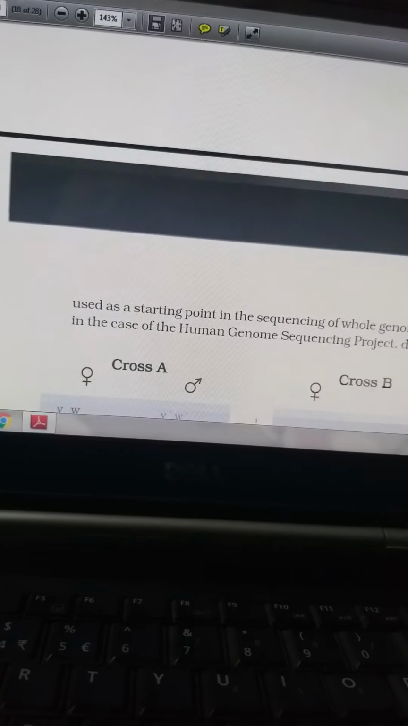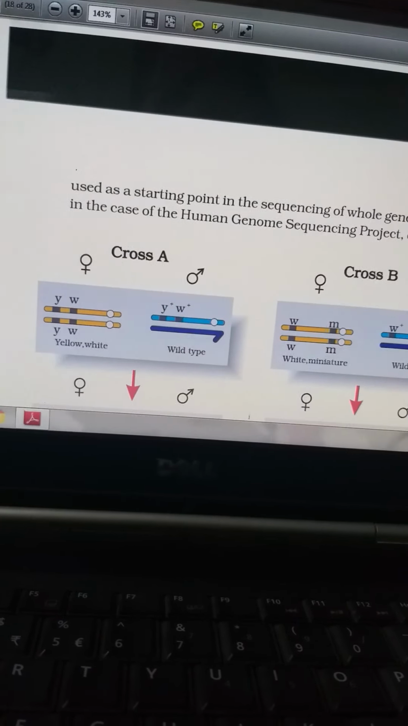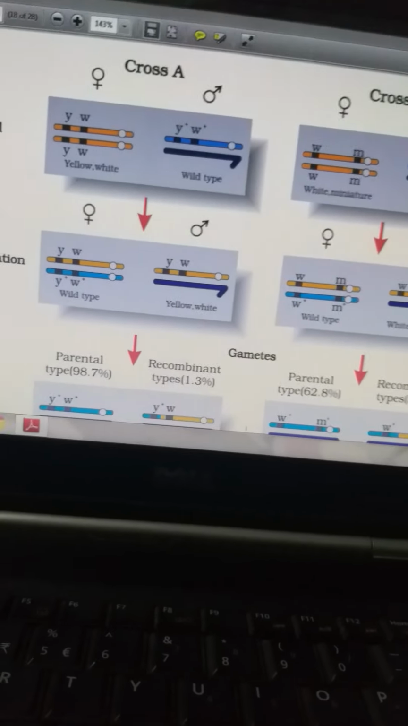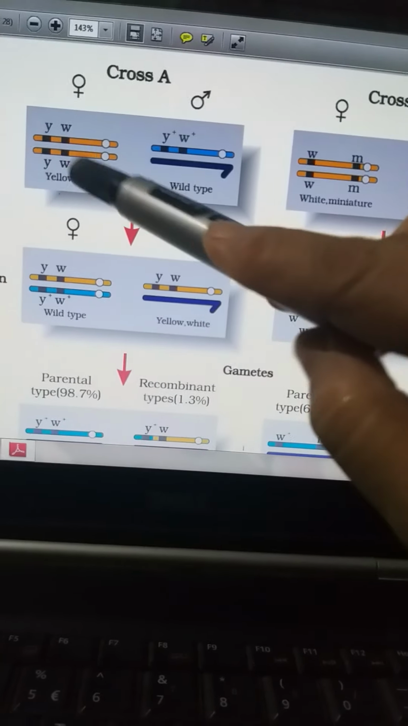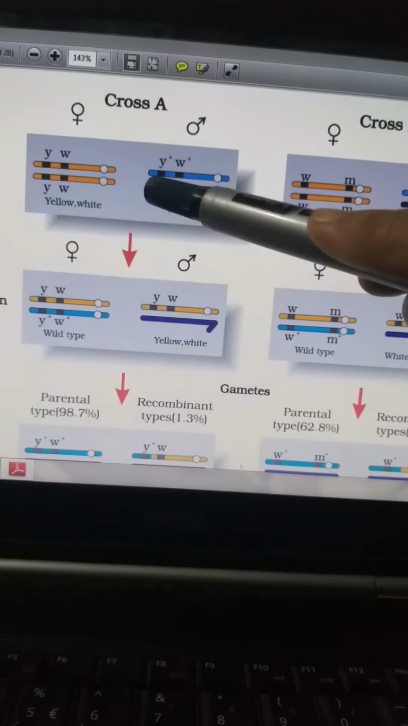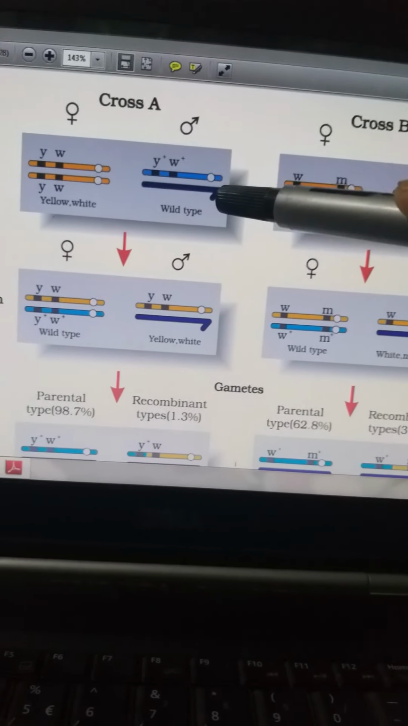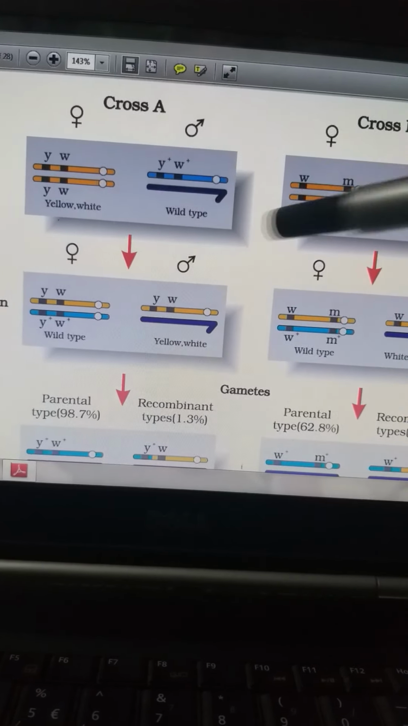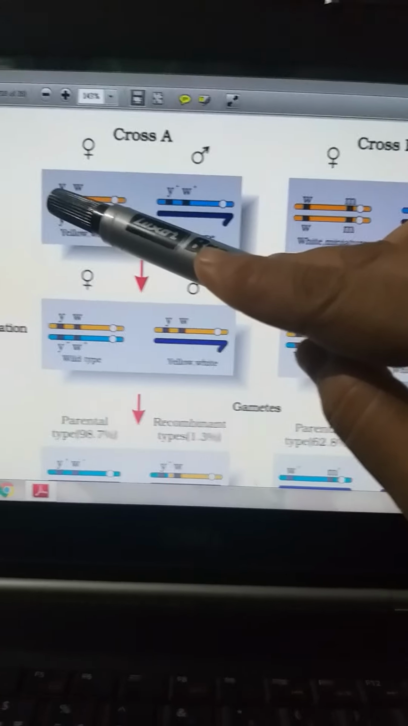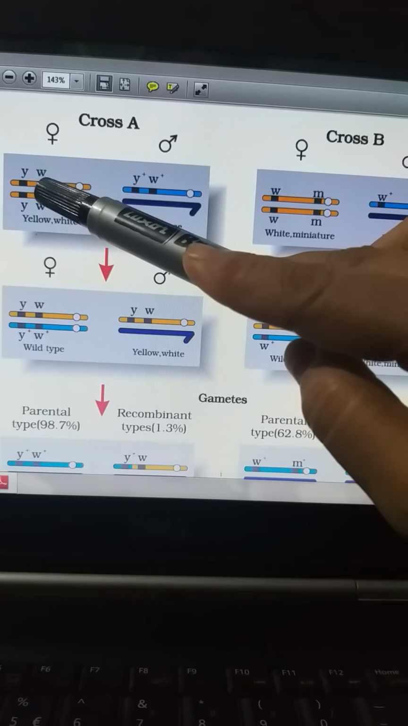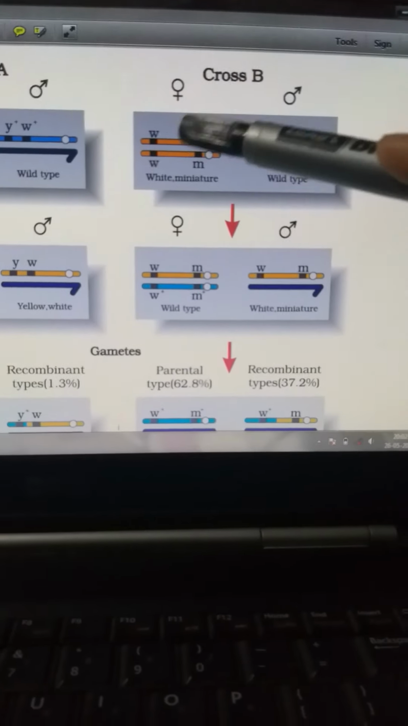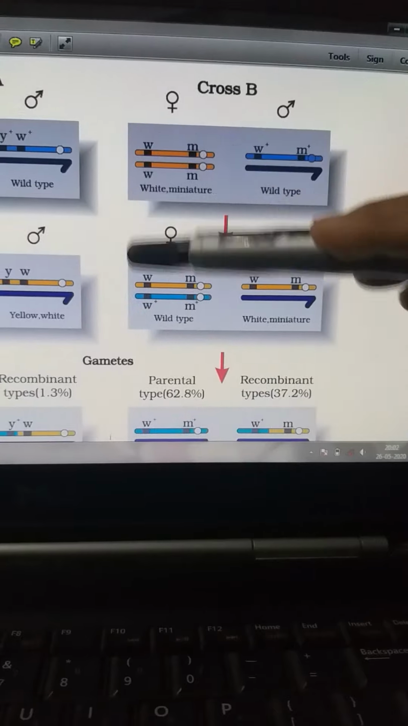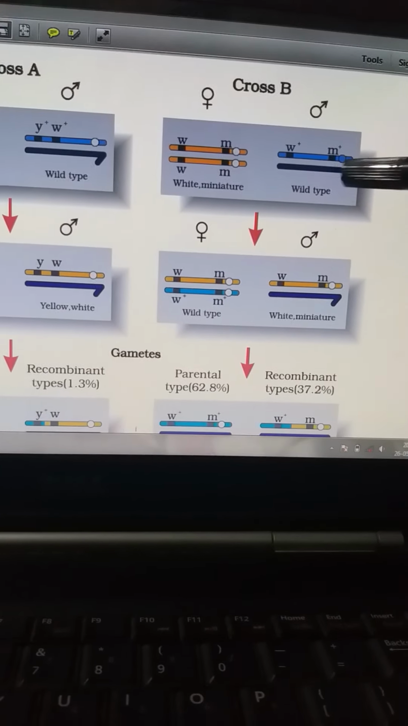Now here this will illustrate very clearly. You see cross A, cross meaning crossing over. This is a parent, yellow and white, and this is wild type. This one demarcates the male chromosome, and this is the female one. Now this is yellow body and white eye, and this is the wild variety. Now you see, this is yellow bodied, white and miniature size. This is the wild variety.